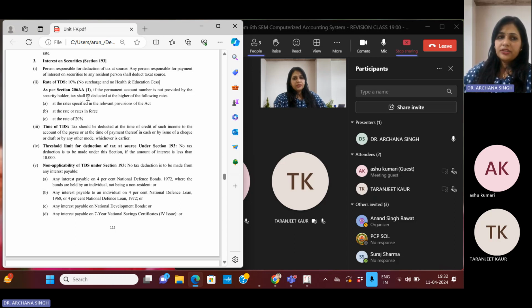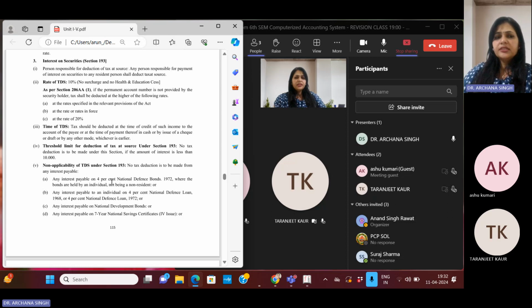And as per section 206AA subsection 1, if the PAN number is not provided by the security holder, then tax shall be deducted at the higher rate. At which rate will they deduct if PAN is not provided? At the rate of 20%, or at the rate or rates in force, or at the rate specified in the relevant provisions of the Act. So of these three, whichever rate is higher applies.